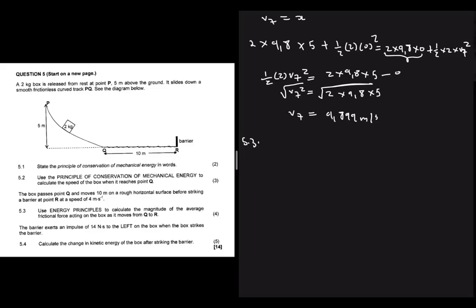The question says, the box passes point Q and moves 10 meters on a horizontal surface before striking a barrier at point R at a speed of 4 meters per second. Use energy principles to calculate the magnitude of the average frictional force on the box as it moves from point Q to R. So we have our box there.